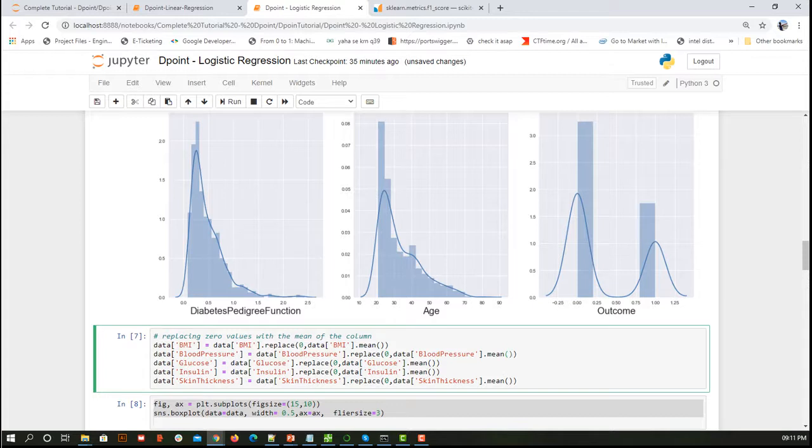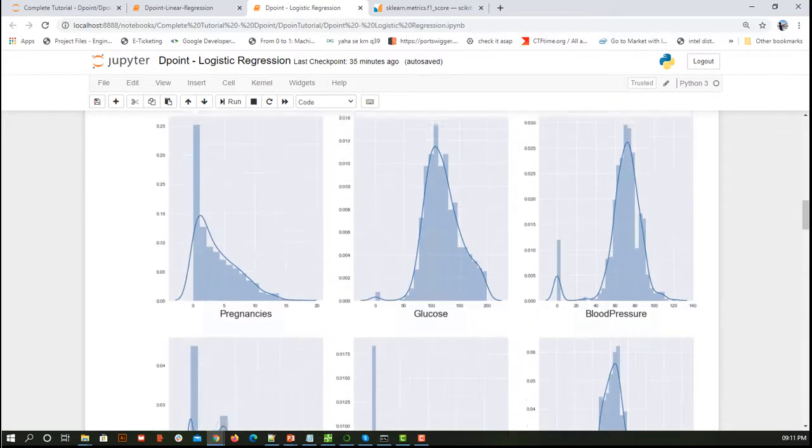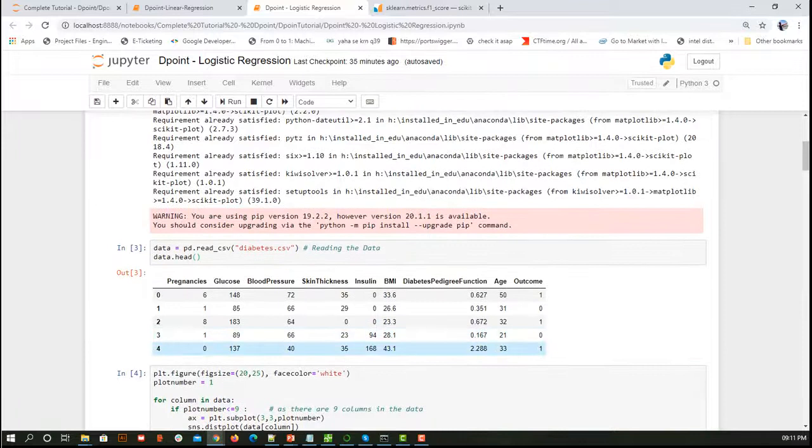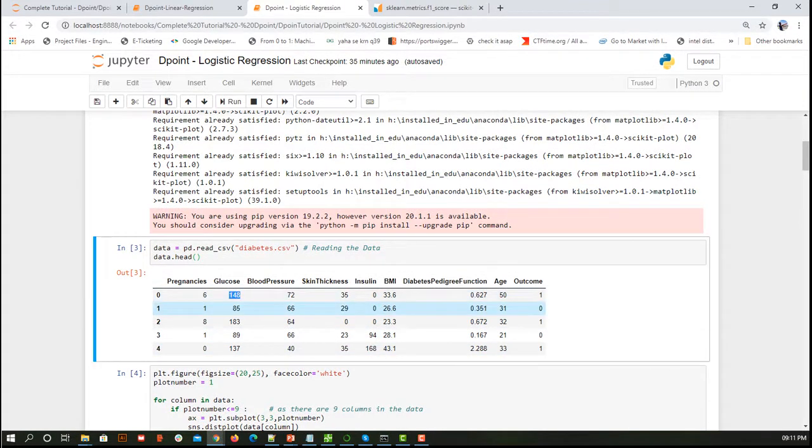Based on the document given, or based on what this column means, we can say that this value is not possible, so it must be missing. So we are simply replacing those 0 values with either the mean or the mode. Here I'm using the mean, but you can use anything, based on what decision you take. Here glucose is 148, 85, 183, so it is some kind of value, it is not a class.